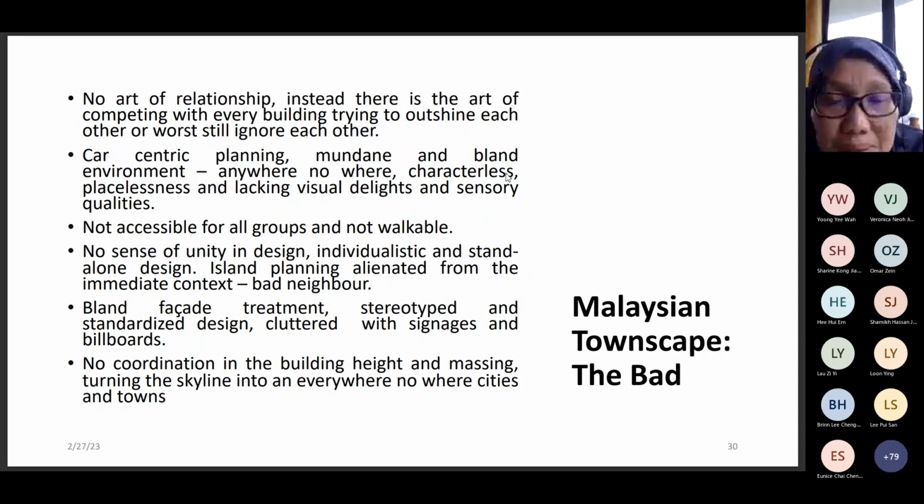So blunt facade treatment, stereotyped, standardized design, cluttered with signages and billboards. This is the major issue now in the townscape. No coordination in the building height and massing, turning the skyline into an everywhere, nowhere of cities and towns. Next.